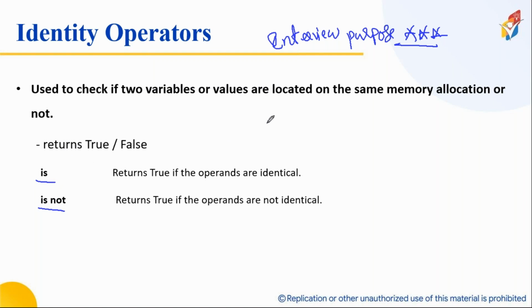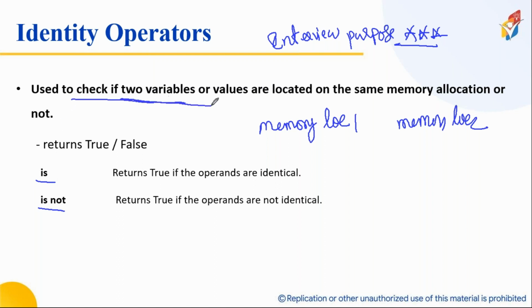Now, I have two memory locations. Memory location 1 and memory location 2. Okay, look at here. These two operations are used to check if two variables are stored in the same memory location. If I take two variables A, B, and these two variables are located in the same memory location, I am going to return true, else false.